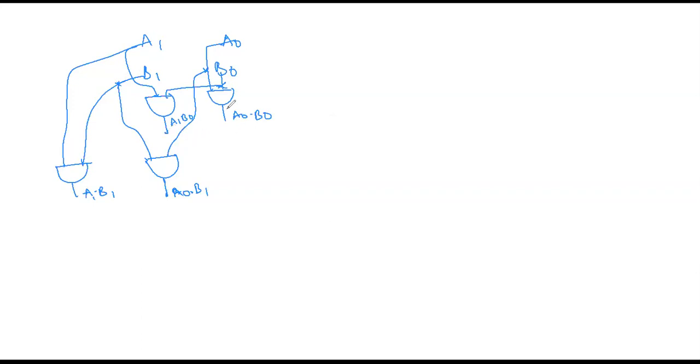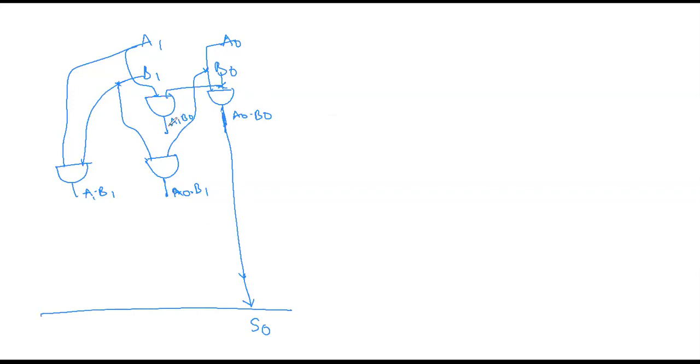Now you need to do the addition. For the addition of this one, you are not using anything. You are directly taking this one as sum. This is S0. So S0 is equal to A0 into B0.